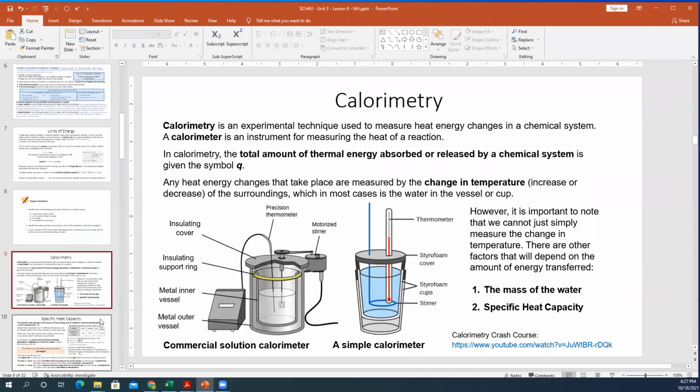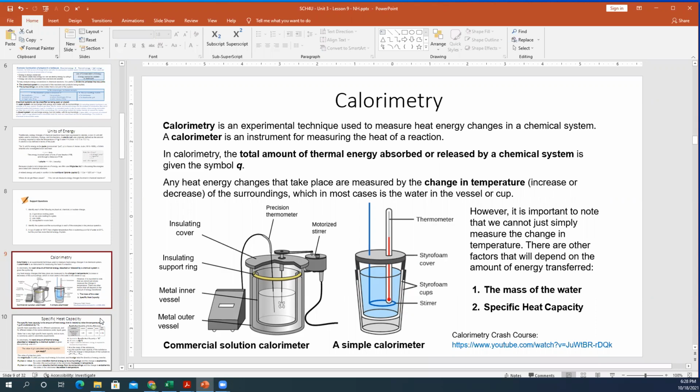So calorimetry is the answer. Calorimetry is the experimental technique we use to measure heat energy changes in a chemical system. An instrument called a calorimeter is used to measure the heat of a reaction. In a calorimeter, the total amount of thermal energy absorbed or released by a chemical system is given the symbol Q.